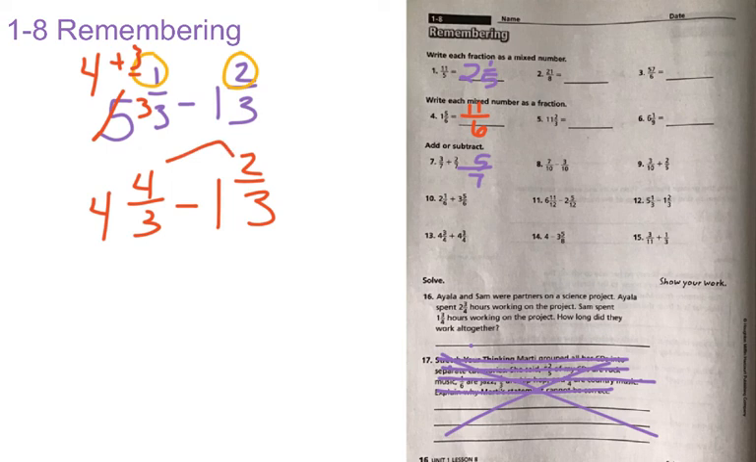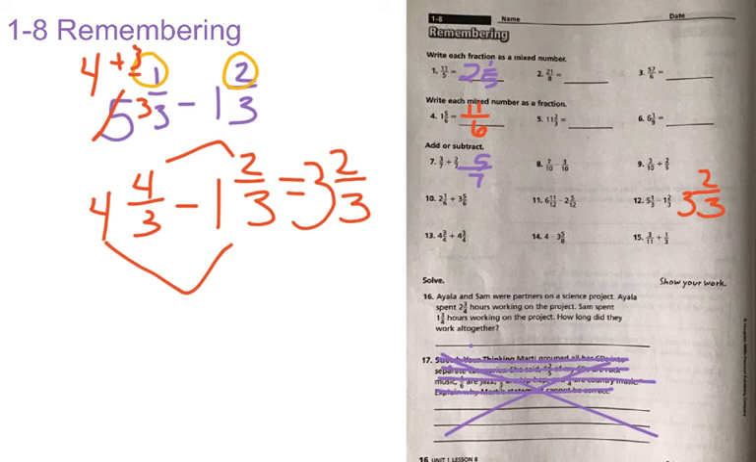4 minus 2 is equal to 2. Denominator stays the same. And 4 minus 1 is equal to 3. So 3 2/3. Our answer is 3 2/3. I wrote that in the wrong spot. 3 2/3.